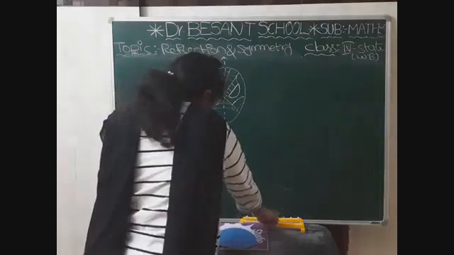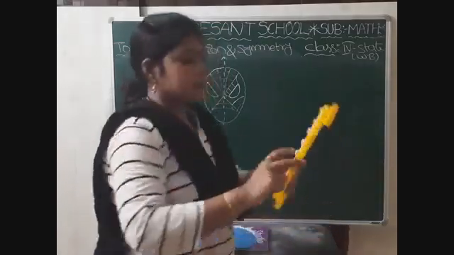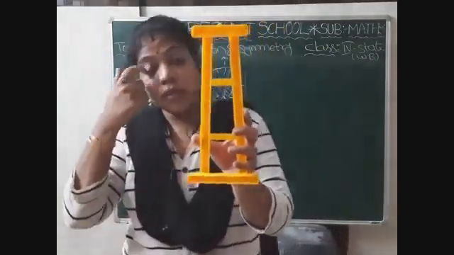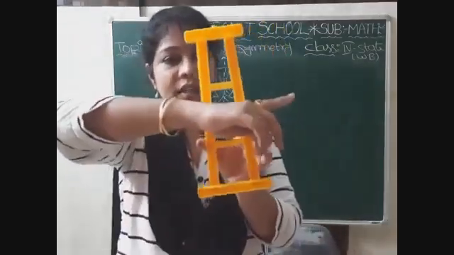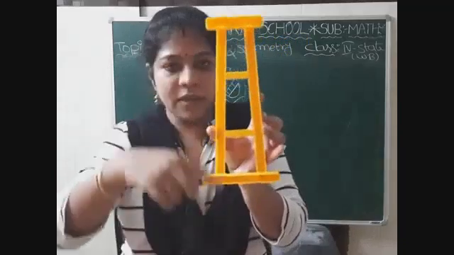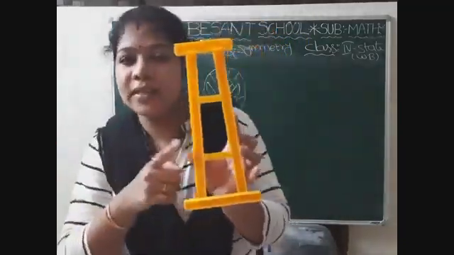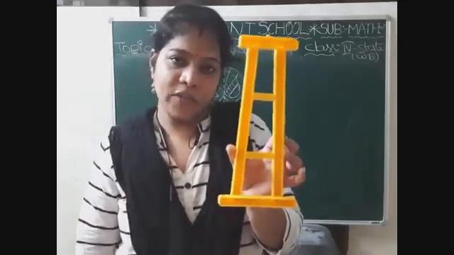Okay, now coming to this one, observe this shape. Now check. If we draw the horizontal line like this, are both the parts equal? Are both the parts reflections of each other? No, it does not contain the horizontal line of symmetry.